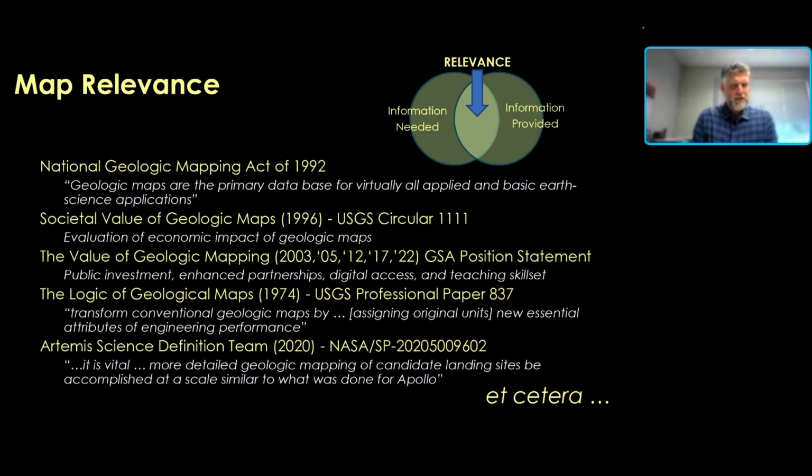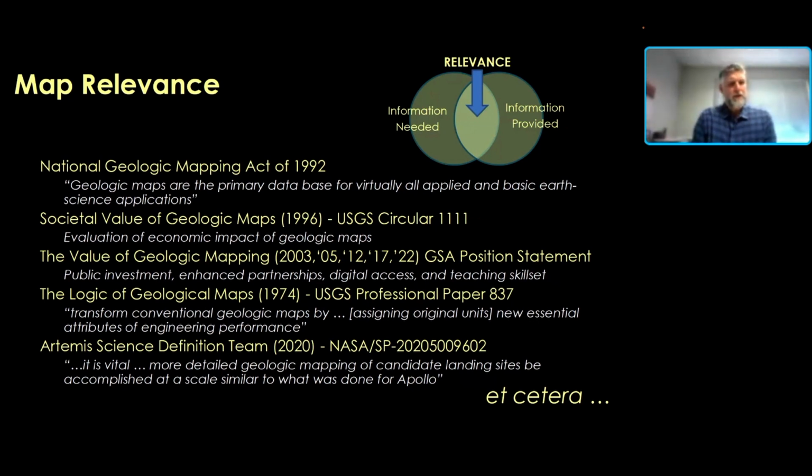This talks about public investment, enhanced partnerships across multiple institutions, digital access and interoperability of those data sets, as well as teaching these skills. And so calling on our university colleagues to make sure that we are teaching these skill sets so that we do not lose this as an integral part of what we do. And then the logic of geologic maps, 1974, a USGS professional paper, basically talking about how you can transform geologic maps into other products by essentially assigning new attributes of engineering performance. And we have Sarah Seitz and Josh Koyan, who will be talking about engineering properties of geologic maps and how they can be used for lunar exploration.